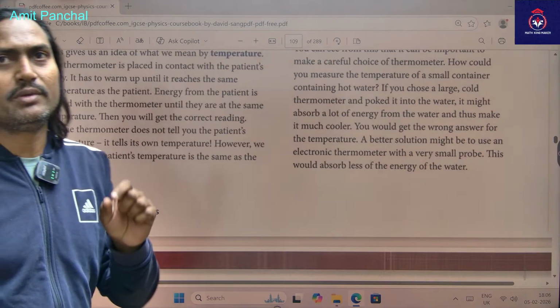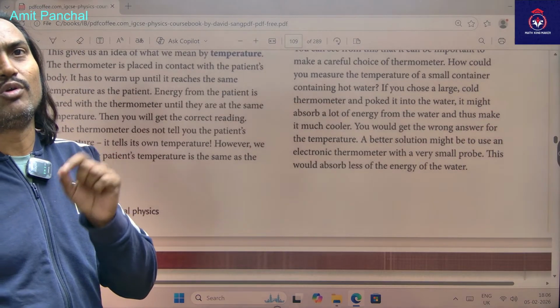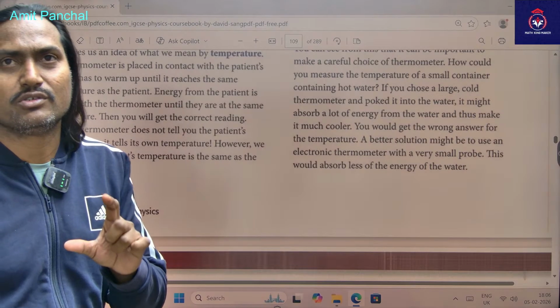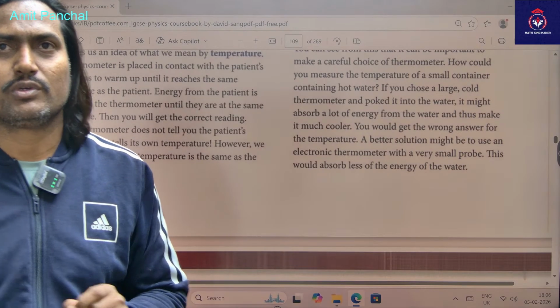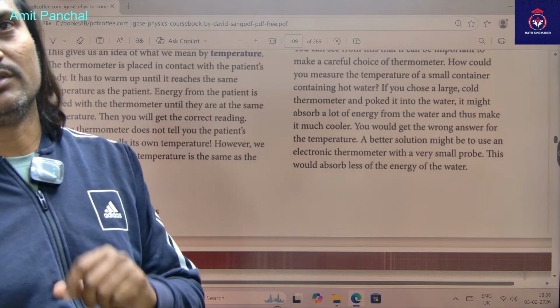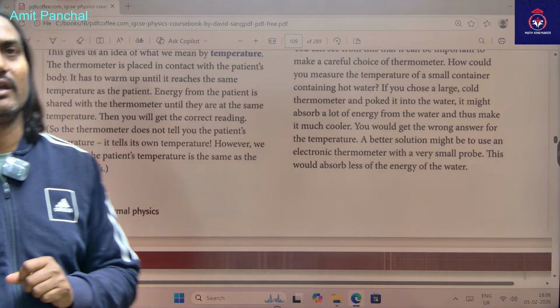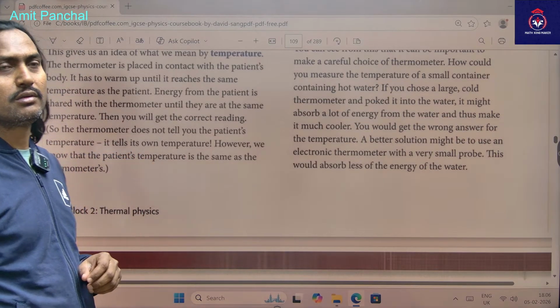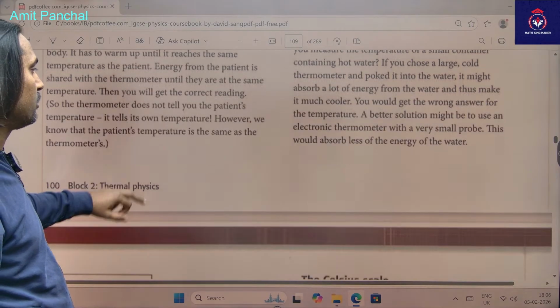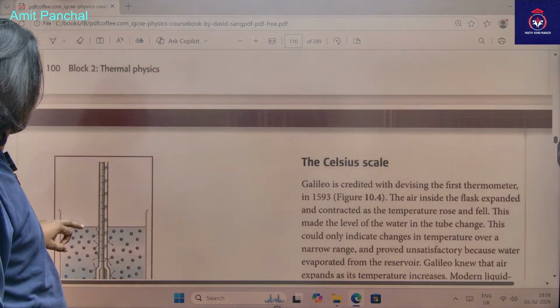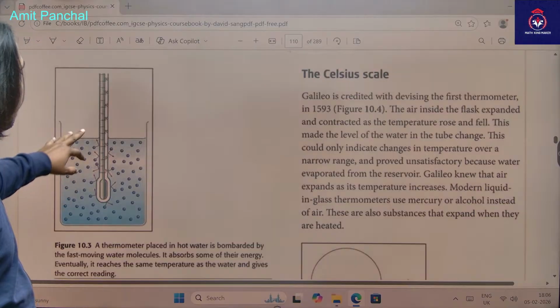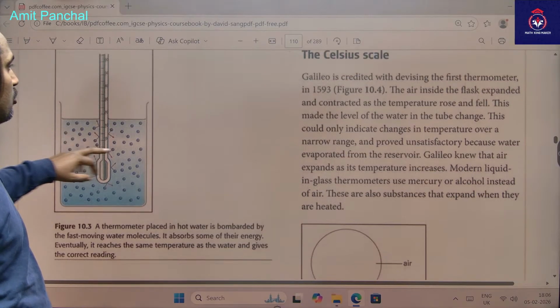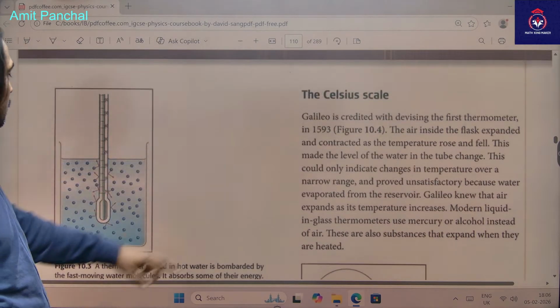The thermometer probe will have to be very small. If you make it very large, what will it do? It will absorb more energy, so it will not give you the correct measurement. So this is basically a thermometer. So one is the Celsius scale.